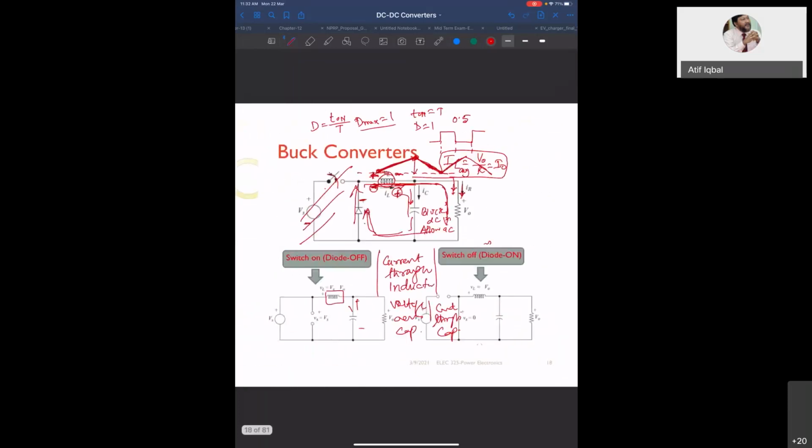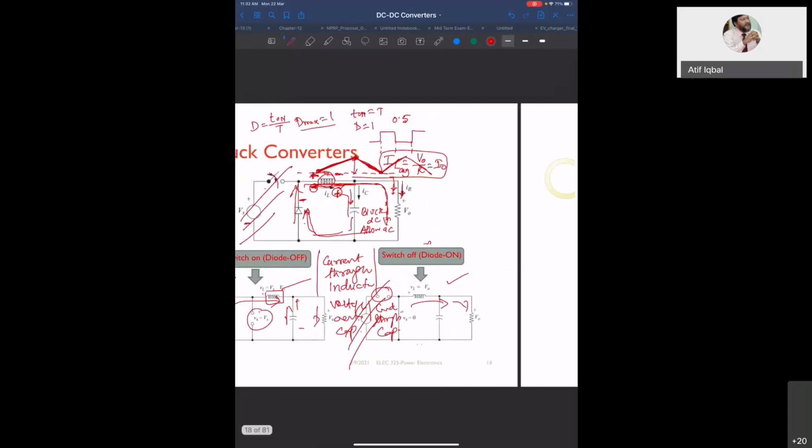So now I have explained the operation of the buck converter when the switch is on and when the switch is off. When the switch is on, the diode is off, the inductor gets charged, the capacitor gets charged, and the load gets the current from the source. And when the switch is off, the source is disconnected, the inductor becomes the source, and the inductor gives the current to the load. So it's the inductor that behaves as a source in this case.